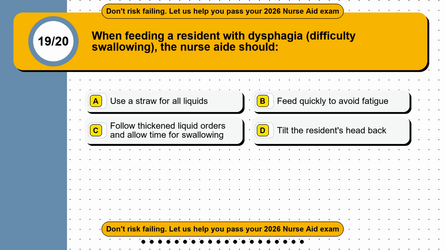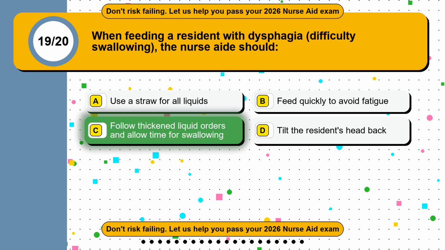Question 19. When feeding a resident with dysphagia, difficulty swallowing, the nurse aide should: Option A, use a straw for all liquids. Option B, feed quickly to avoid fatigue. Option C, follow thickened liquid orders and allow time for swallowing. Option D, tilt the resident's head back. The correct answer is option C, follow thickened liquid orders and allow time for swallowing.